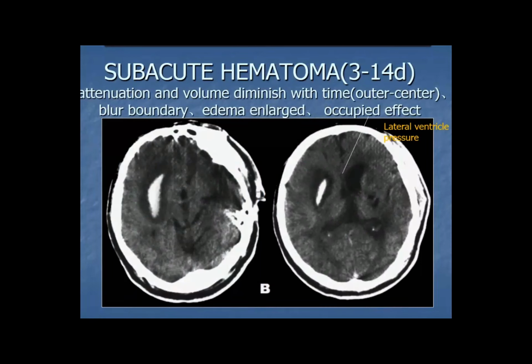The subacute hematoma, from 3 days to 2 weeks. The attenuation and the volume diminish with time from the outer part to the center, with a blurred boundary, and the edema ring is enlarged, with mass effect. We can see the lateral ventricle compressed. The volume of the hematoma is diminished, and the edema ring is enlarged from the outer part to the center.